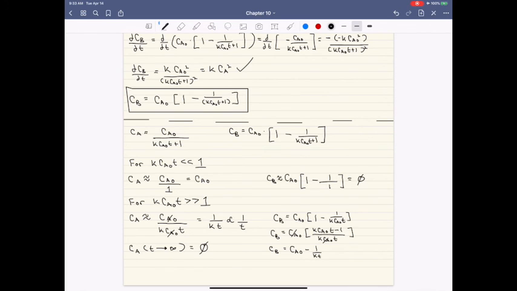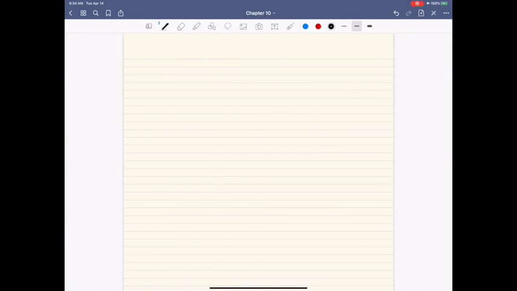Okay? And then if we apply the limit as t goes to infinity, what we get is that Cb is approaching Ca naught. And so those are the limits of our equations. And so this information is going to help us when we start sketching out our plots. So I'm going to go to the next page.